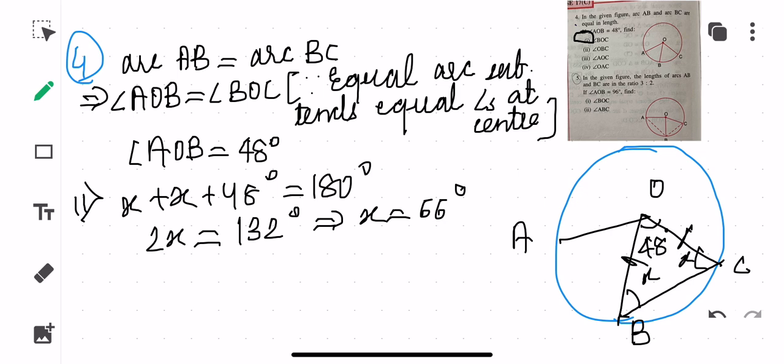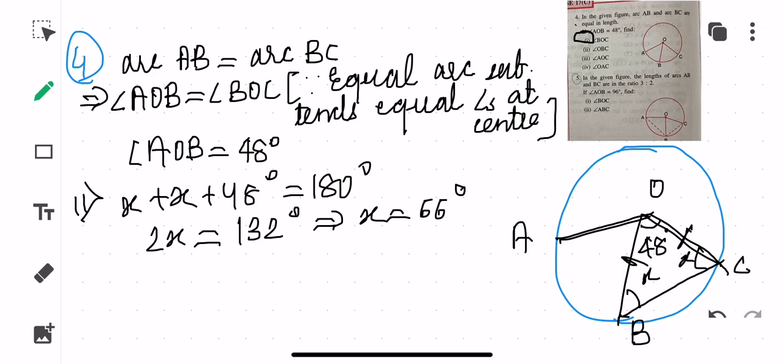Moving on to the third one, how much will AOC be equal to, children? That is also very easy. You can clearly see that AOC will be equal to AOB plus BOC. So that is 48 plus 48. So this will be equal to how much? The angle AOC will be equal to 96 degrees clearly.